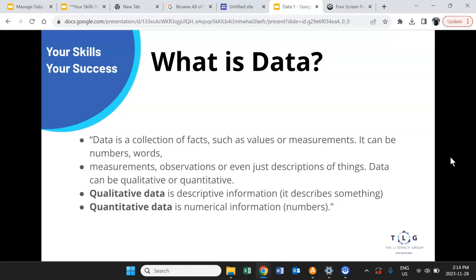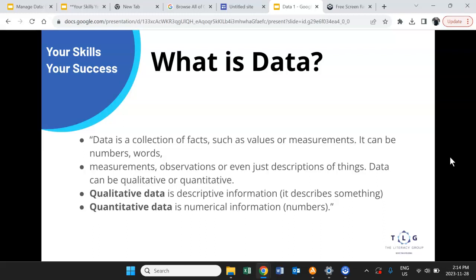So we have two types of data. We have qualitative data, right? It describes the quality of something, right? So qualitative data could be like, that car is red, right? Or that shirt is size extra large, or that cat is adorable, right?